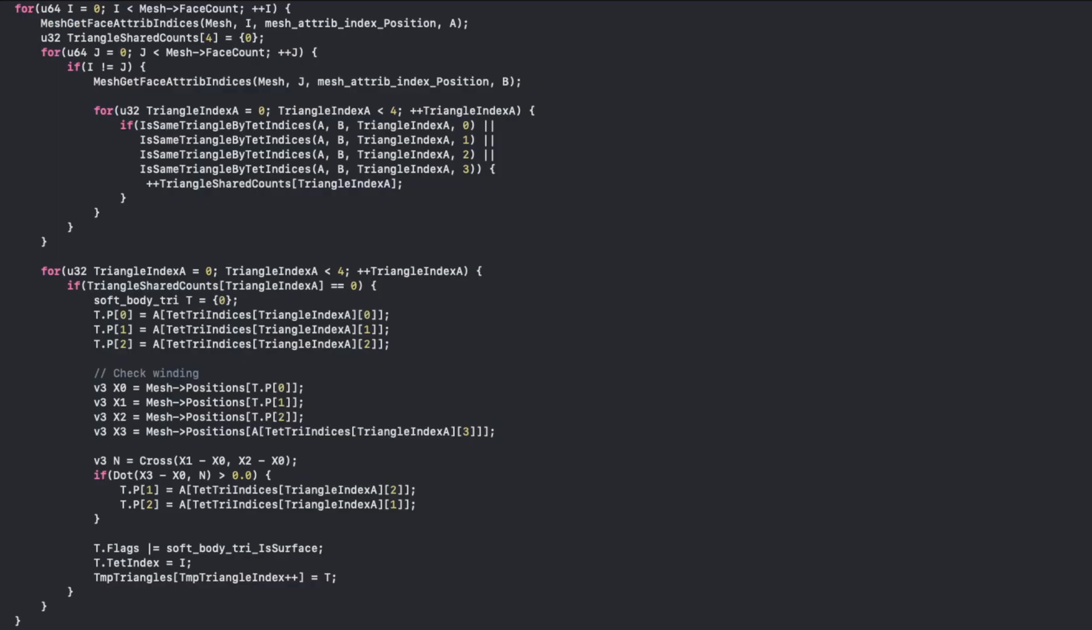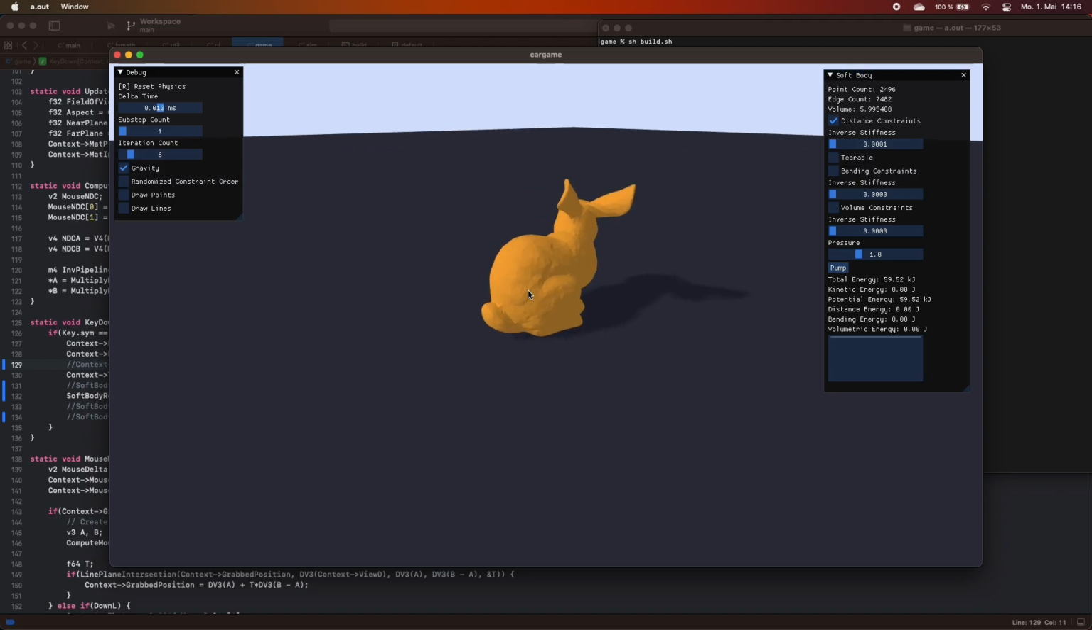For example, to check if one side of a tetrahedron is part of the mesh's surface, I check if any other tetrahedron shares this side. I didn't really care about the efficiency of this code, since this was just meant for the asset creation. There was only one small problem though.